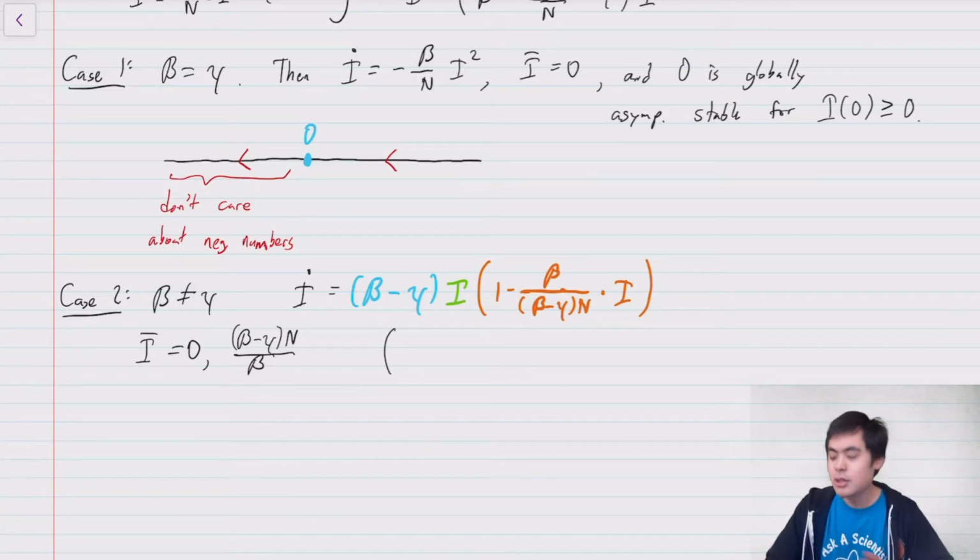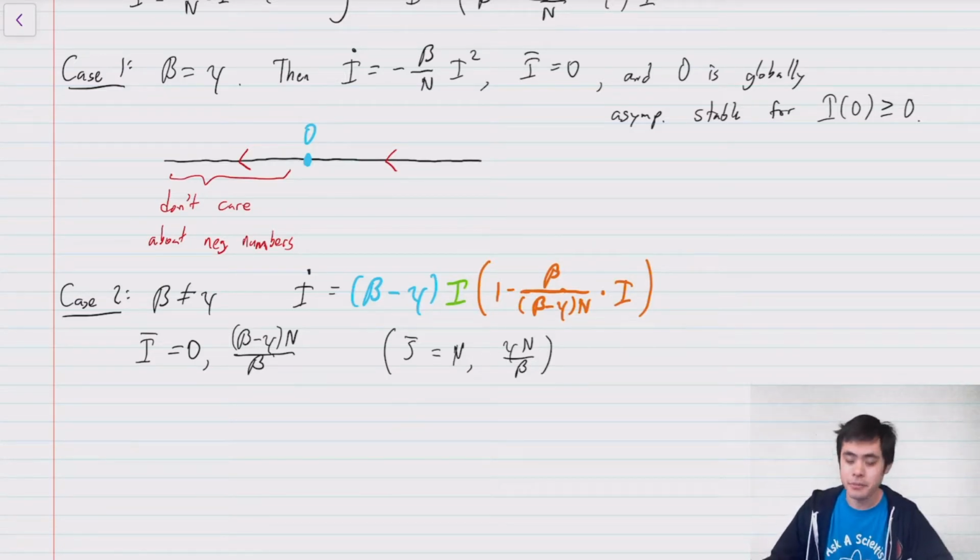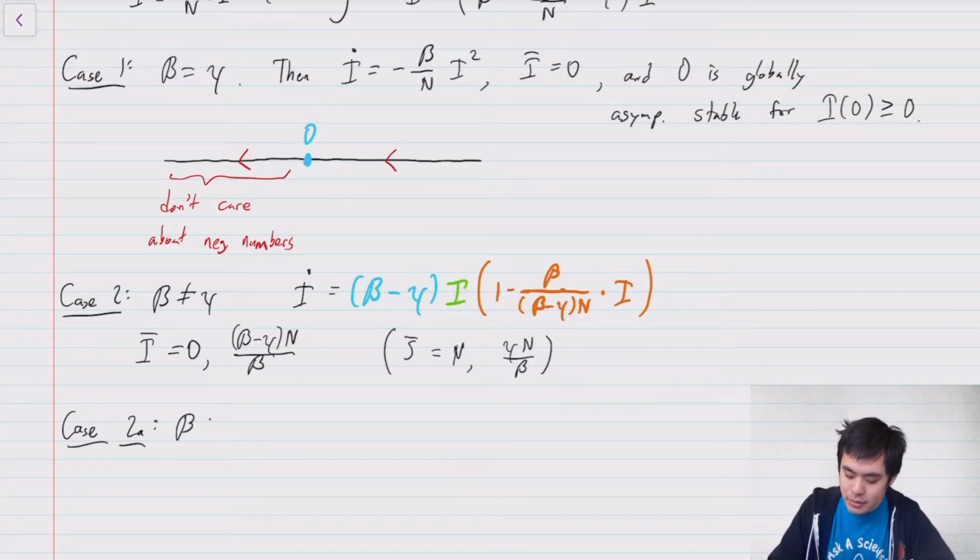And of course, since this is a system, you do also get that S bar is equal to N or gamma N over beta. But it doesn't really matter because S is completely determined by I. So now let's consider the different cases again. So let's consider case 2a, which is going to be where beta is less than gamma.